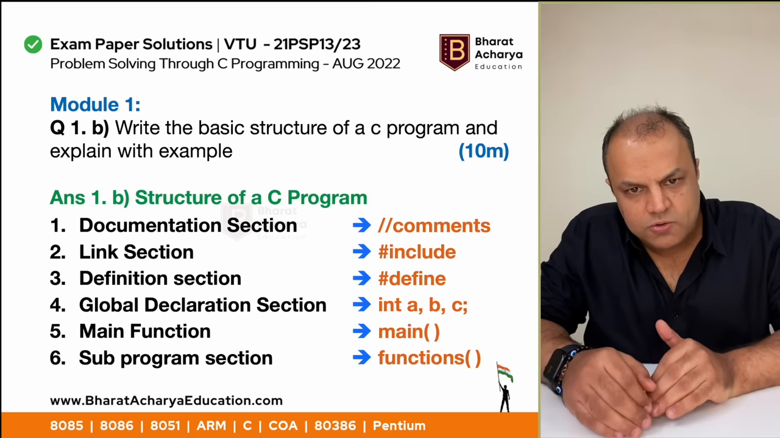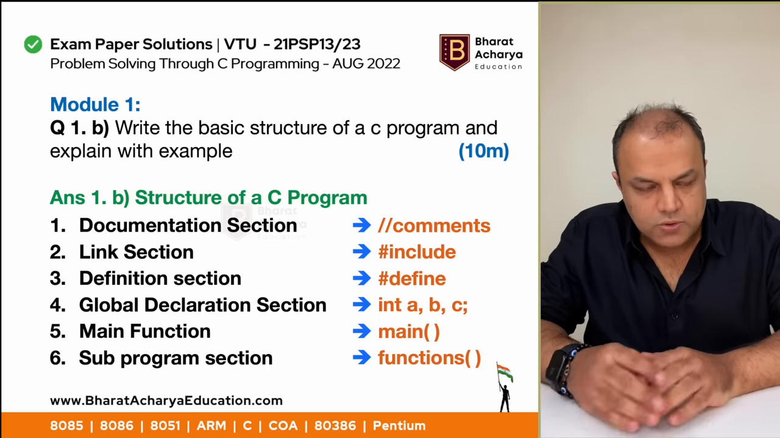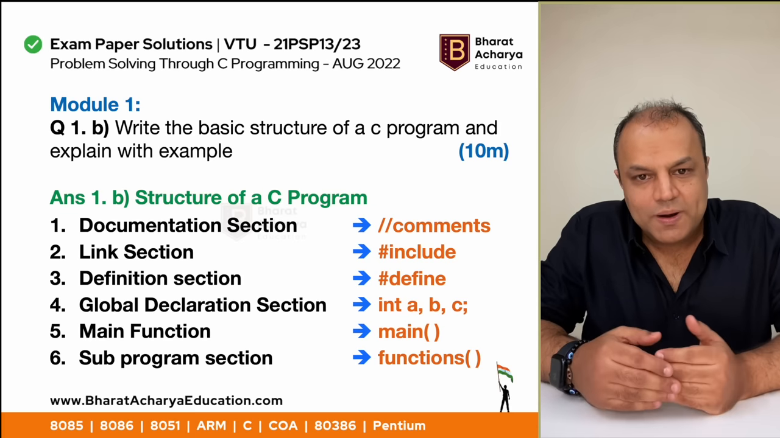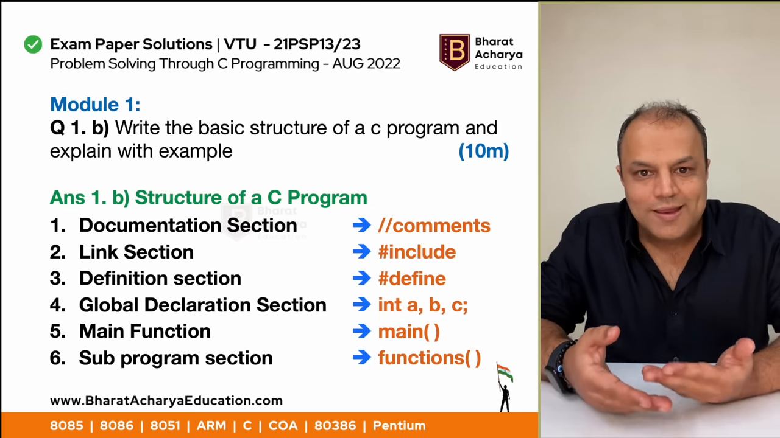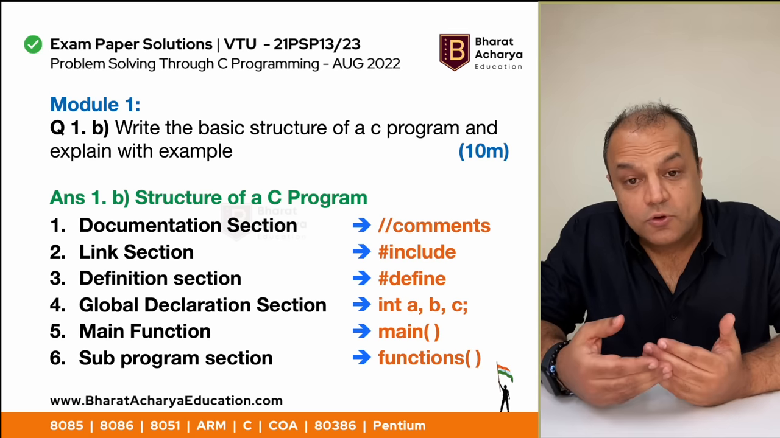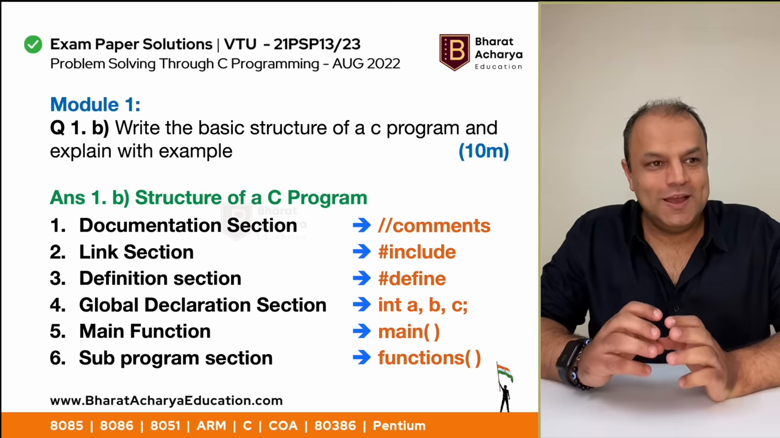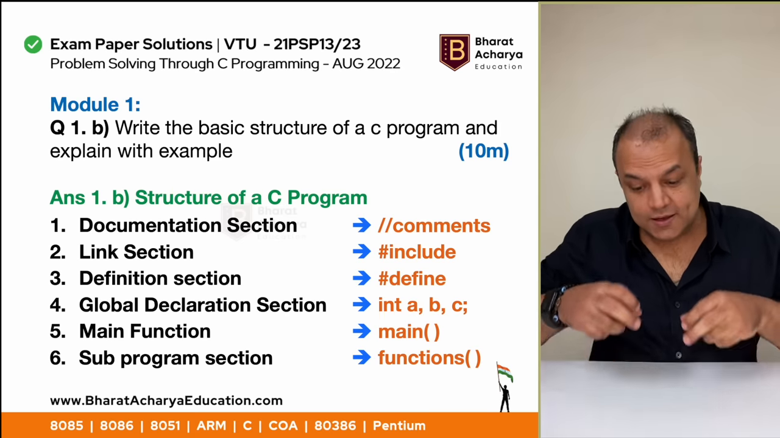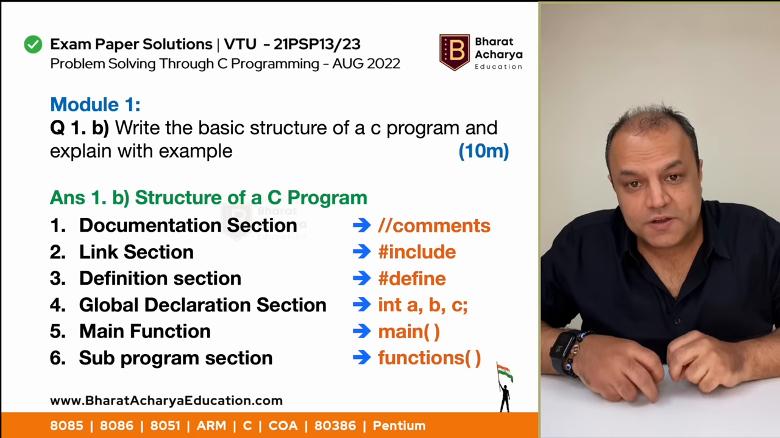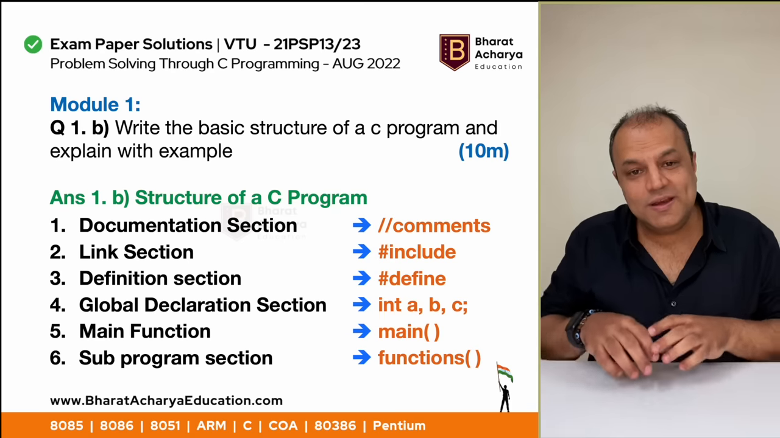Now you can create your own printf. I'm sure you know that. If you didn't know, now you're knowing it. You can create your own printf. But why would you do it? Why reinvent the wheel? Why waste time on doing something that's already done and tested and perfectly working? So the people who created C created these library functions, the standard functions, and put them in header files.